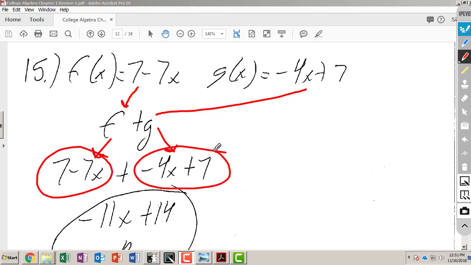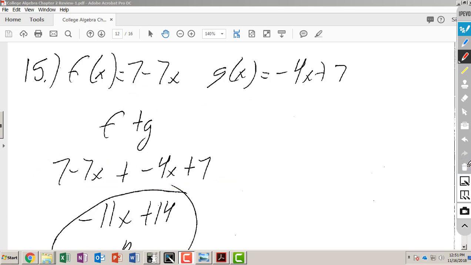Here's my g equation. And remember, whenever you're adding or subtracting, it's the same thing as just combining like terms. So here's my like term. I've got a negative 7x. I've got a negative 4x. I add those together, and that gives me that negative 11x.